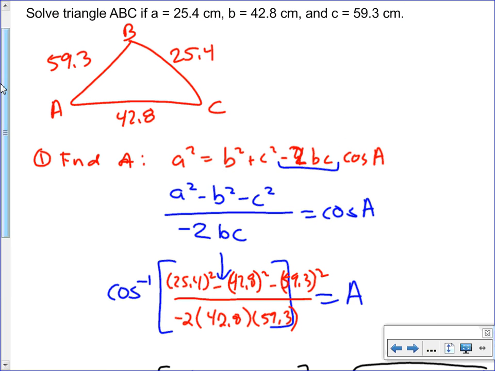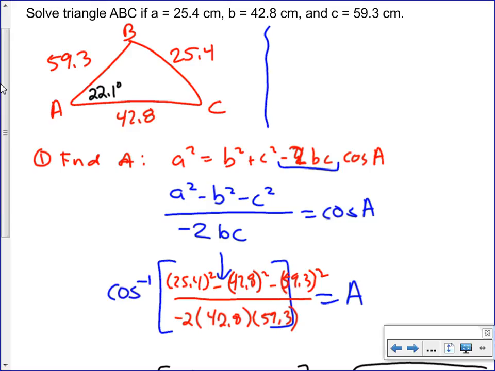Well, we found one thing. That was one angle. What angle do you want to find next, Sierra? I mean, we could do C. Oh, we'll do B. Okay. Alright. So at this point, since we have A and we're finding B, what would you use? Yeah, law of sines. Use law of sines.